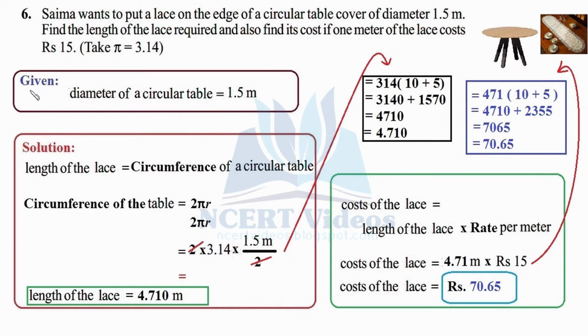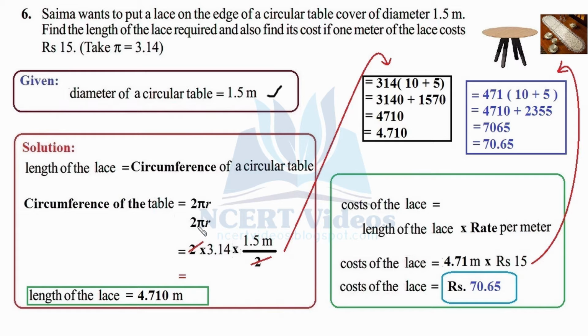So we have written the given part. Now the solution is the length of the lace. First of all, we will have to find the length. Then only we can find its rate or the cost. It is the circumference of a circular table because it has to be placed on the edge of a circular table. That is here. And what is a lace? This is the lace, a decorative cloth. Now the circumference of the table is 2 pi r. You can also use pi d directly, but we are using 2 pi r.